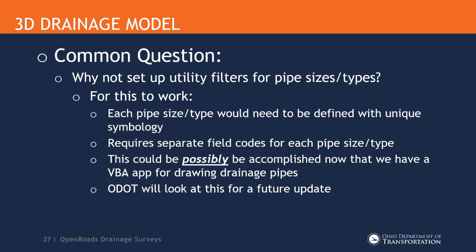And they do have a custom line style, but the only thing that's different is the scale. And there's no way in the filters to read that to get its size. So for that to work, I'd have to have separate field codes for each pipe size and type. And I don't think any survey guys want to have 100 field codes for concrete and 100 field codes for a CMP and 100 for a, et cetera.